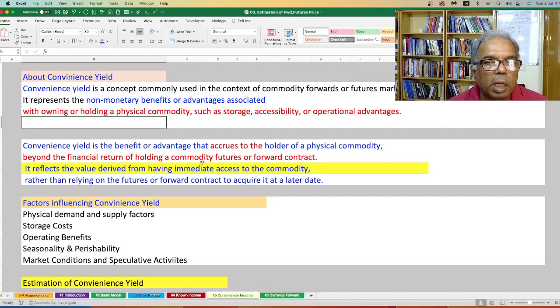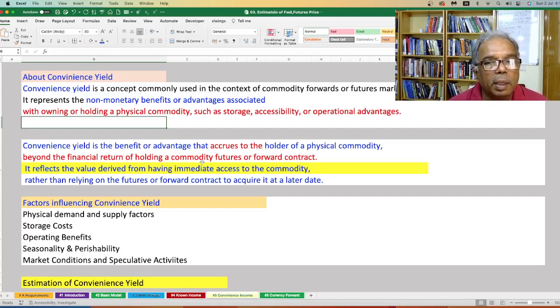So let's quickly look into what the convenience exactly is. When a short party holds the asset, say for example crude oil for the next 1 year, just by possessing the asset, in case there is a shortage of the commodity during the period of the contract, the short party who holds the asset can take advantage by selling and buying back the asset, or he can earn some income, which is called the convenience yield.